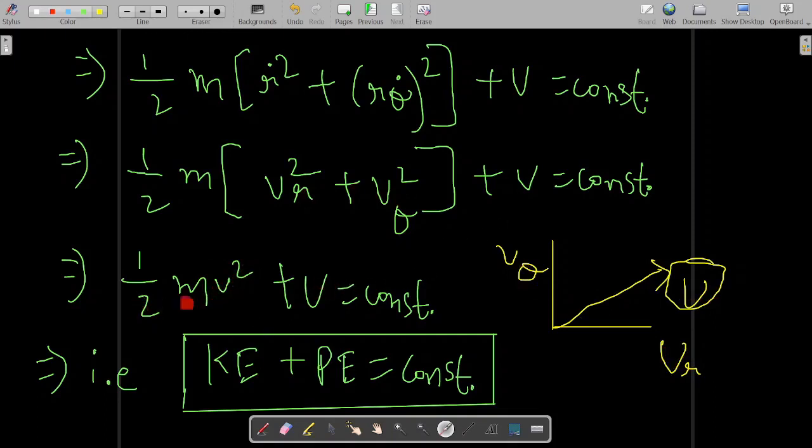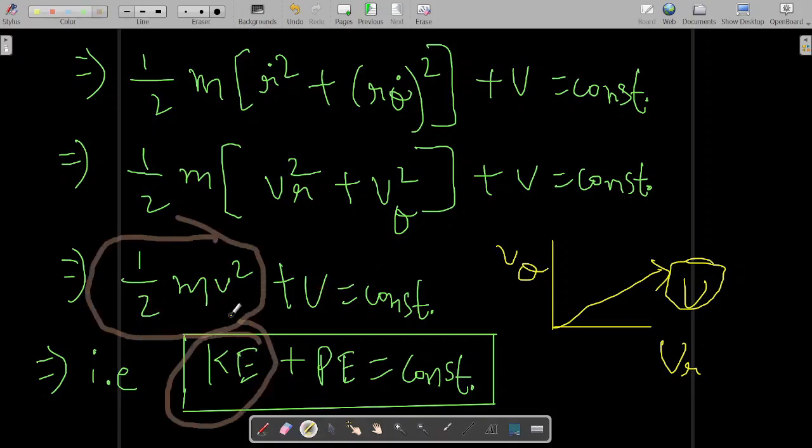Now have a look at this. Half m v square is kinetic energy in classical physics. And V, what was V? V was your potential energy from the beginning itself. For a long time, V was as it is. So V is actually potential energy. So kinetic energy plus potential energy is equal to constant. And this is what we had to prove.